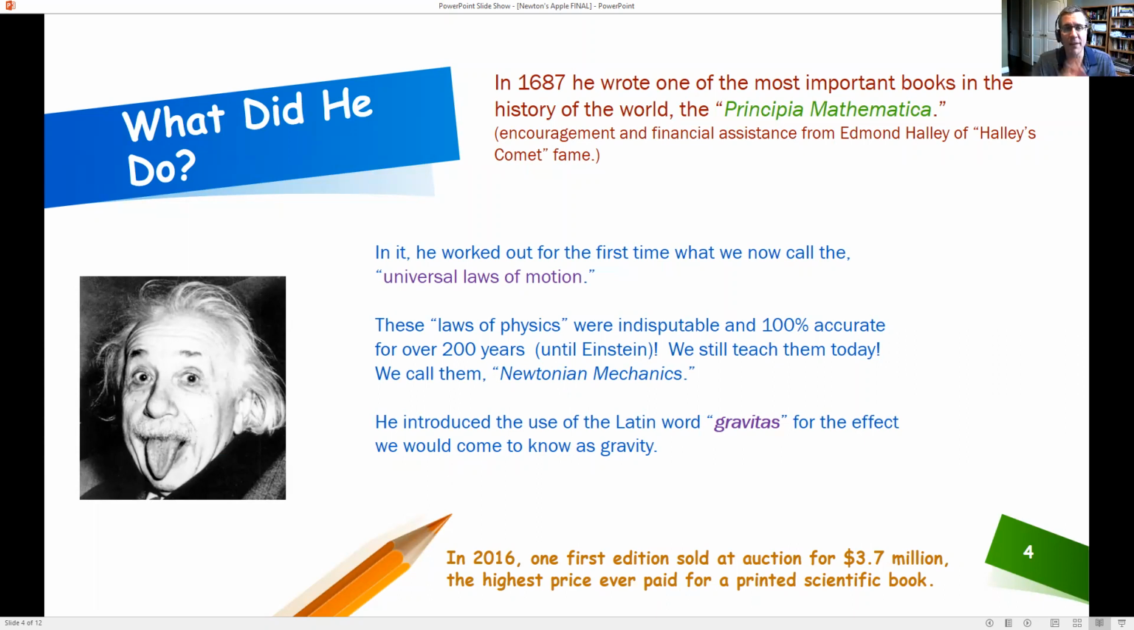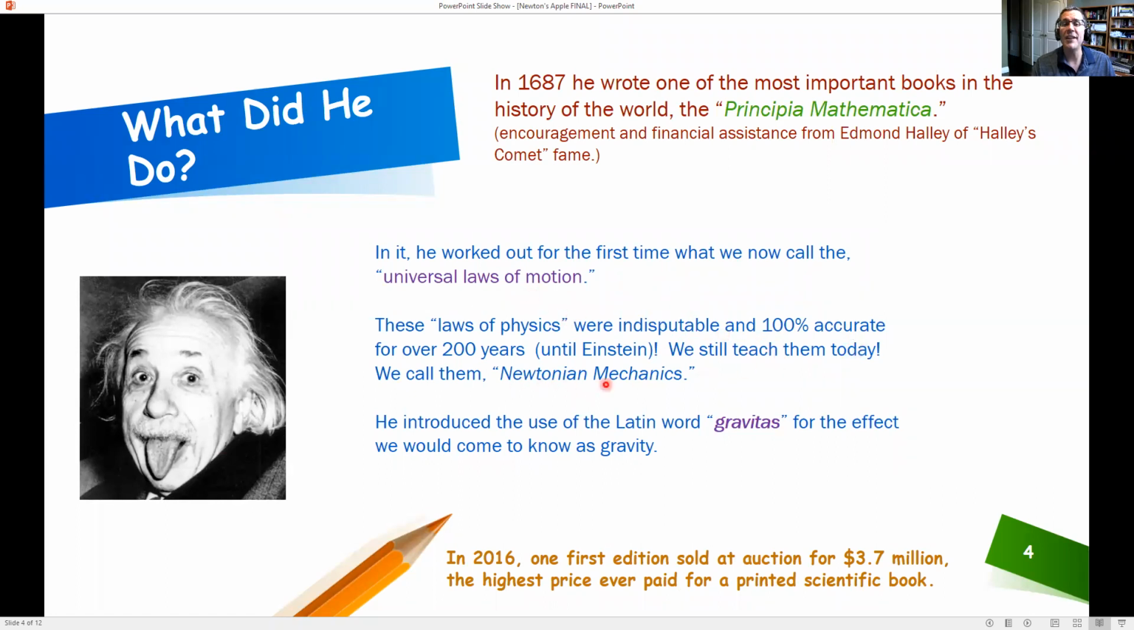For those of you who have heard about the comet, they were contemporaries of each other. And Halley, with his observations and work on the astronomical objects, was certainly encouraging Newton to work out his ideas in the Principia. Sometimes we just shorten the title of that book to the Principia. In this book, he worked out for the first time what we call the universal laws of motion. The universal laws of motion are some laws of physics, and they were indisputable. As far as we knew, 100% accurate for over 200 years, until Einstein came around and added a correction to that. Here's a famous picture of Einstein with his tongue sticking out, maybe letting Newton know that he's one-upped him there. But we still teach all of these Newton's laws of physics today.